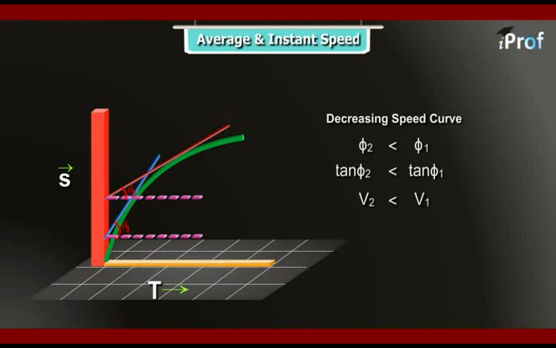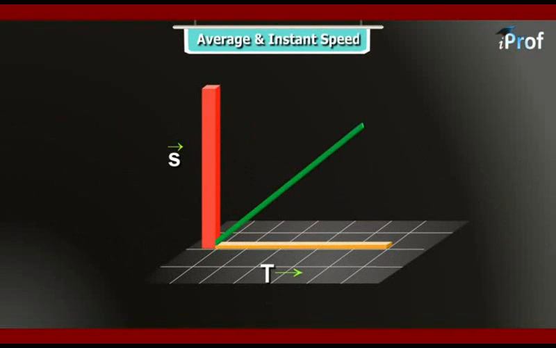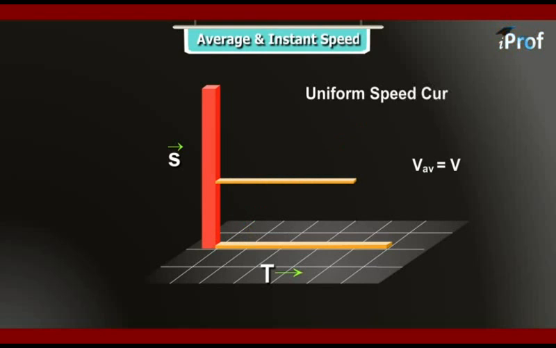Let's see one more curve. This is a distance time curve, like this. Here what are we observing? We are observing that in the same time interval, the distance covered by the body is also the same. So if we draw the tangent or chord, it will be the same. So here theta and phi at every point or every time interval will be the same. In this curve theta and phi are the same. So average speed is equal to instant speed. So this curve indicates a uniform speed curve.